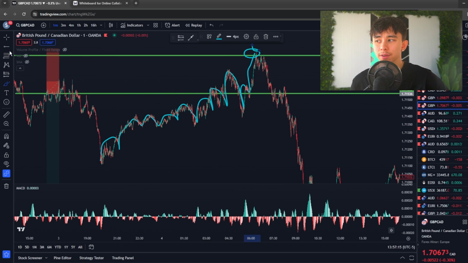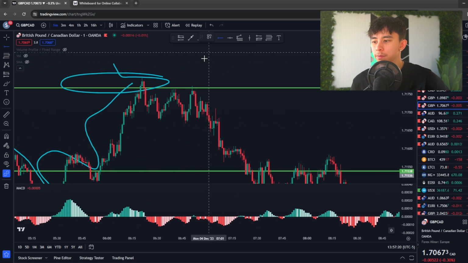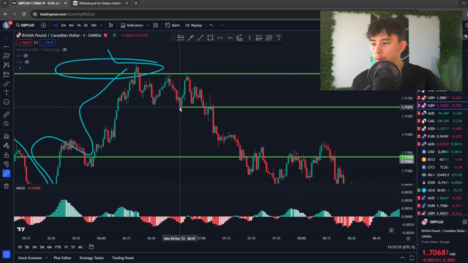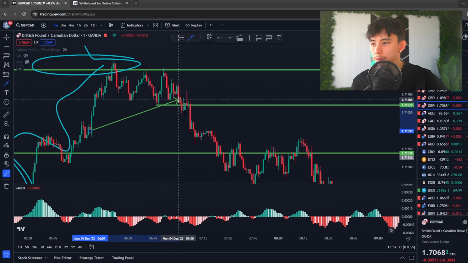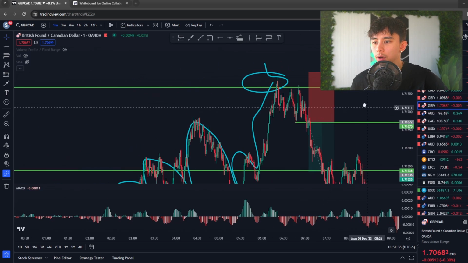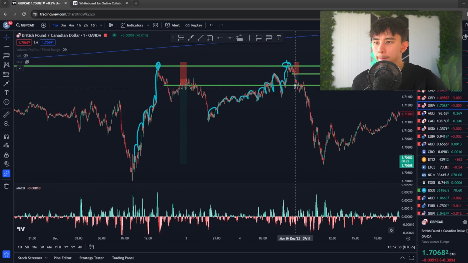Now we're going to look for another entry. Same thing here. We're going to wait for a higher low to get broken. We have a higher low here. We have a higher low here. It gets broken here. As you can see, price comes out, breaks in, taps back into the line. Take our entry there, our stops above, our targets below.